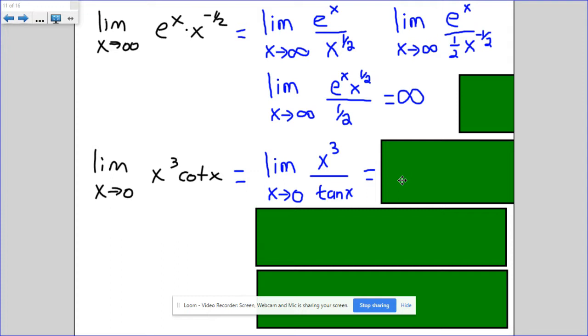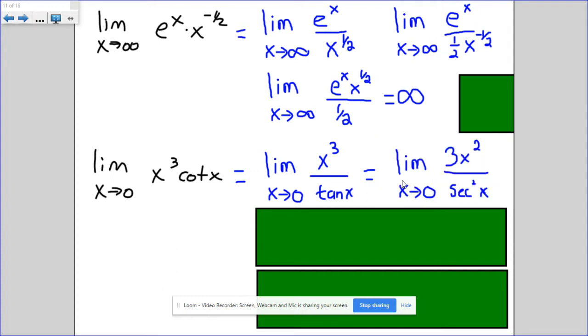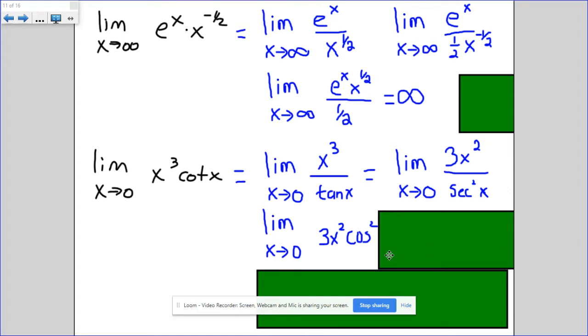So I take the derivative of the top, get 3x squared, take the derivative of the bottom, and I get secant squared x. So now we try to plug in 0. But again, you may have a problem because you don't know what secant of 0 is equal to. So just like we did before, you have to remember secant is the same as 1 over cosine. So secant squared on the bottom is the same as having cosine squared on top.